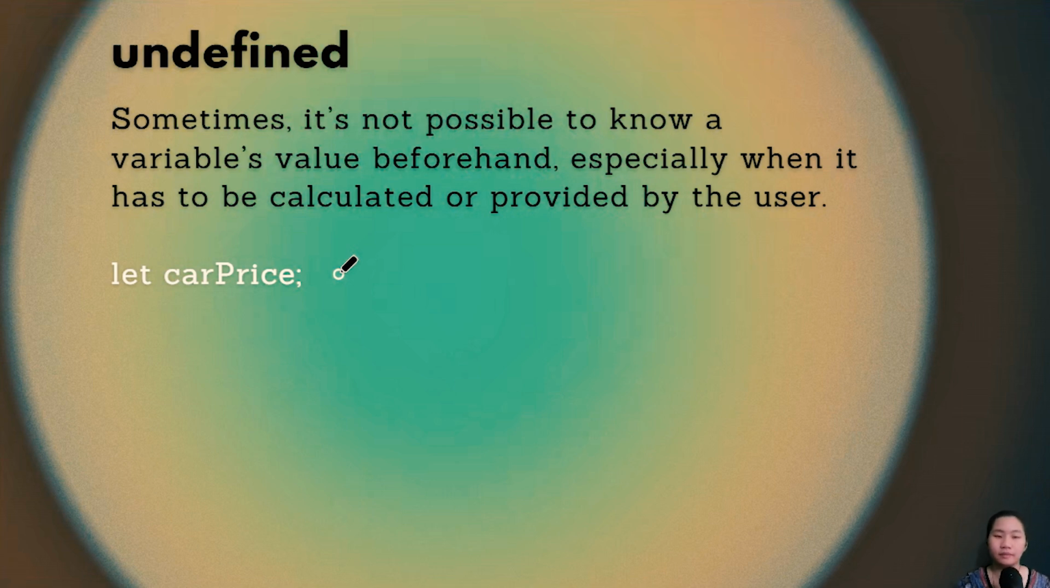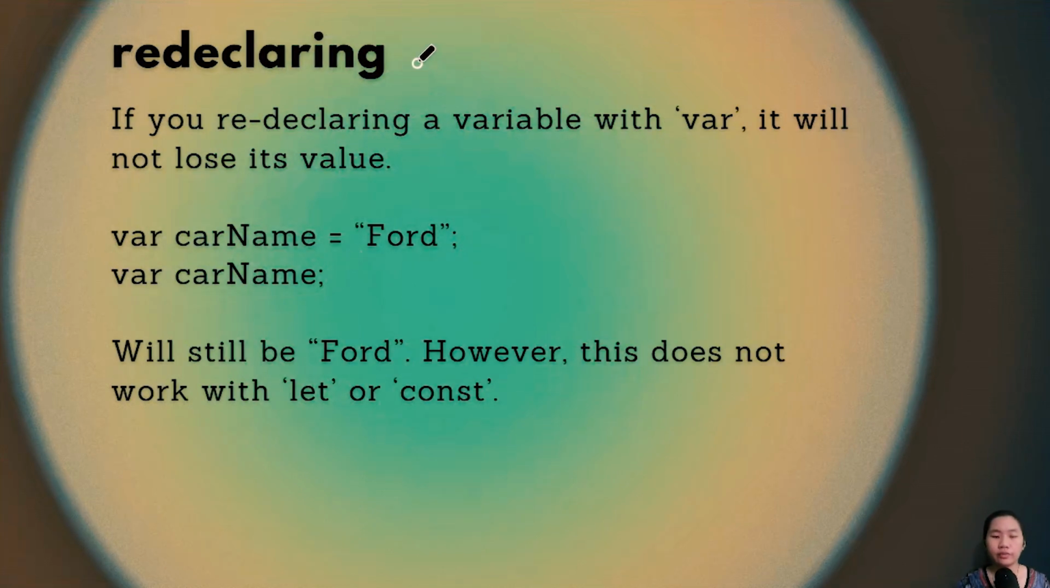That's it. It works like that. Moving on to redeclaring. Now, redeclaring is basically writing the variable or declaring a variable one more time or any number of times after it has already been declared or assigned. If you redeclare a variable with the var keyword, it will not lose its value, okay? But it's a whole different story with let or const. Let or const is a bit more specialized.